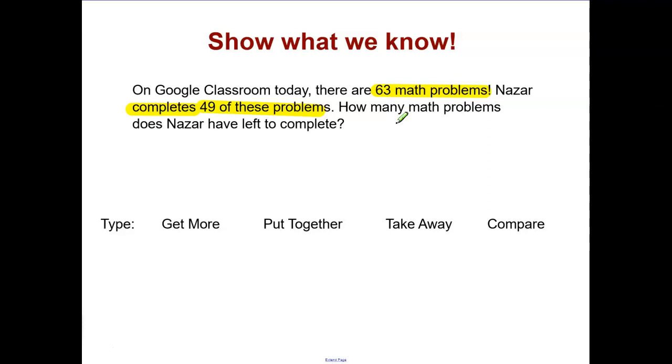Look on your chart and see if there's any keywords that match the takeaway problem type. Well, there are. He completed some, so I know he took some away. Awesome. So I know right away, boys and girls, that this was a takeaway problem because Nazar took some of the problems away by completing them. His original starting amount became less because he finished some. Great thinking.